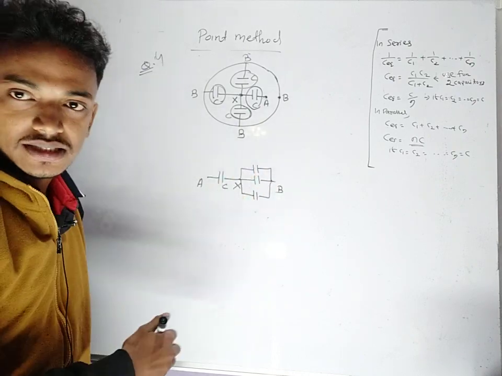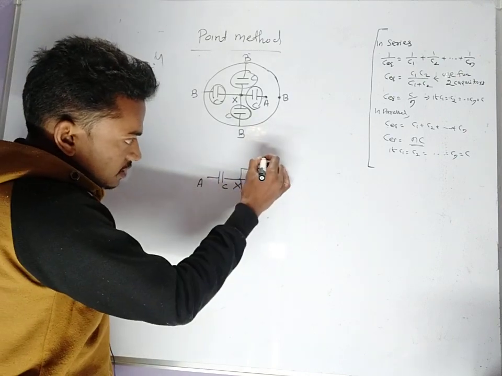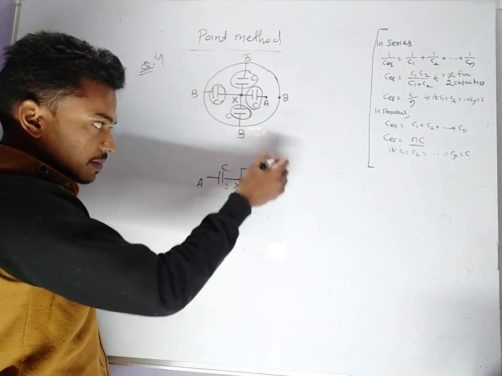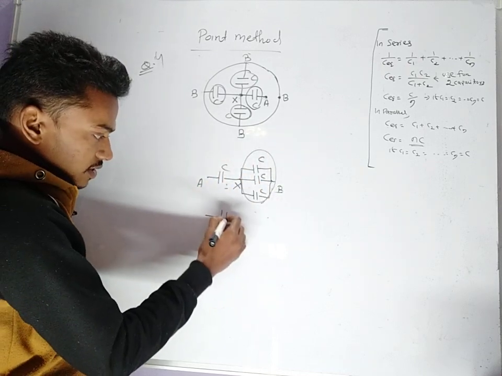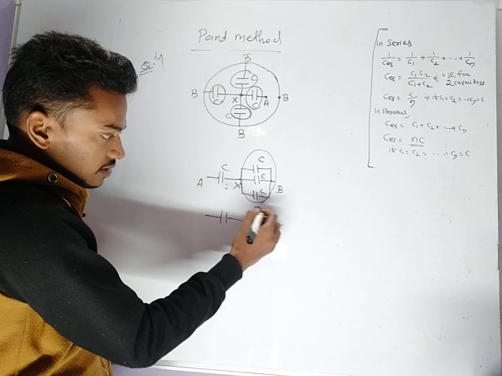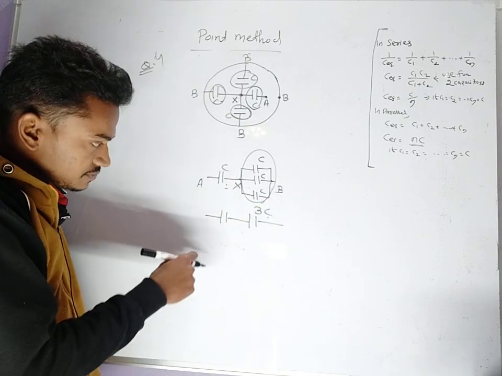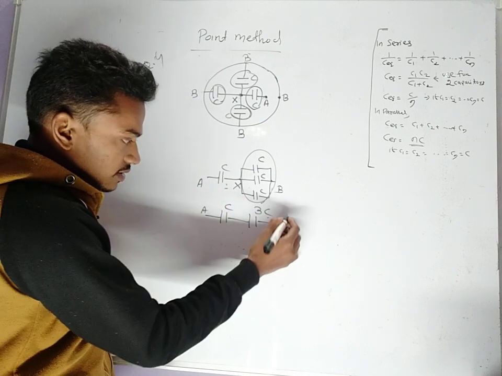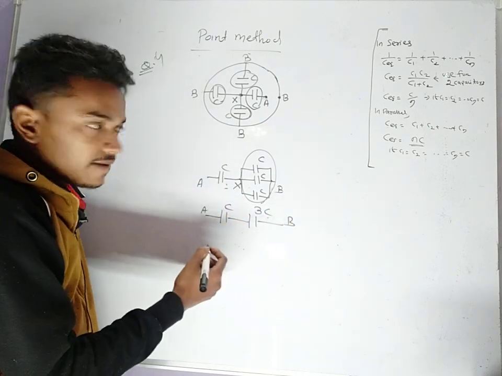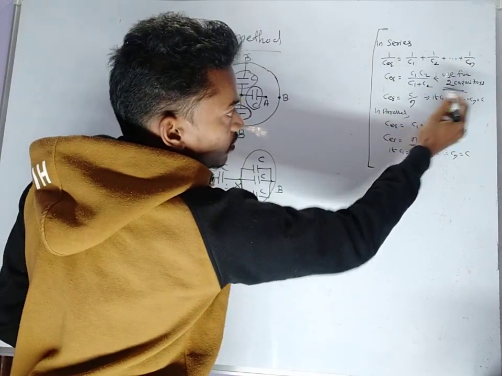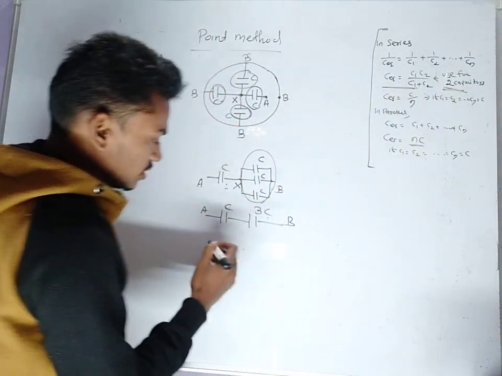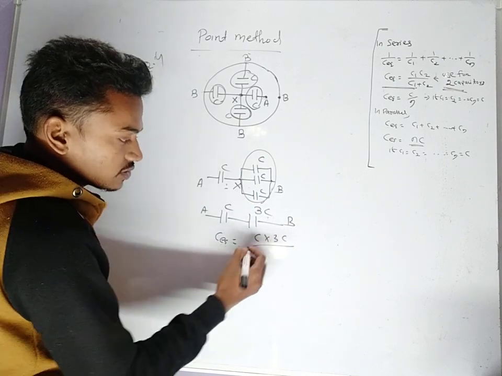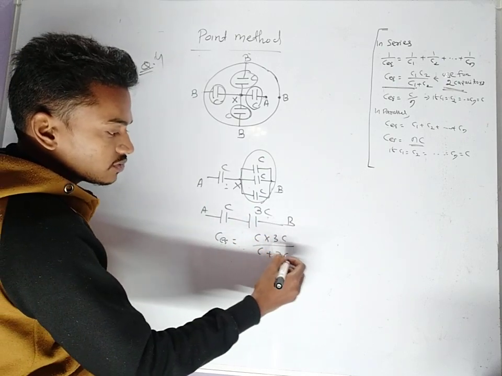So the equivalent capacitance will be, this is C, C, C and C. All the capacitors here are in parallel, so their equivalent capacitance will be 3 times C, simply added, and this is C. So if these two capacitors are in series grouping, for two capacitors in series you can use C equivalent equal to C1 C2 by C1 plus C2.